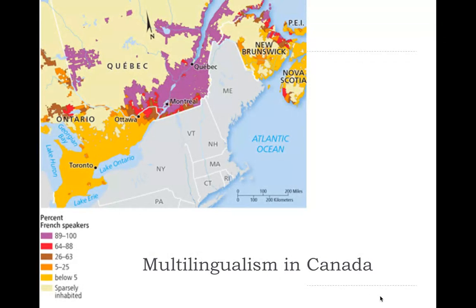Here's your multilingualism in Canada, and you can see this is a zoomed in picture of the Quebec area, and the purple area is where we see 89% and higher of people that speak French. But again, you can see that there are other people near and around Quebec that also speak French as well, just not as high in numbers.